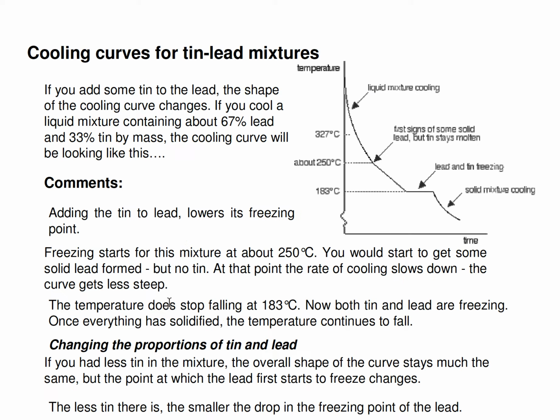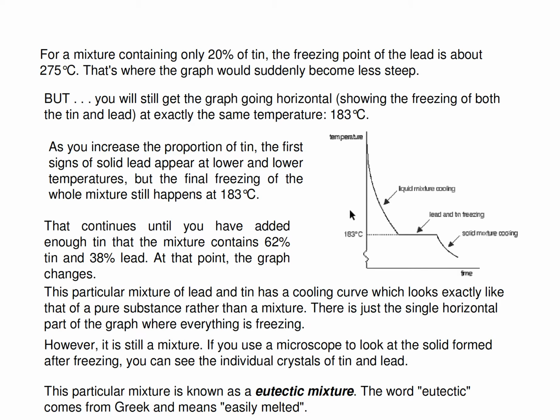Okay, for example, we have this tin lead mixture. This is the figure, the cooling curve. Okay, what is interesting is the eutectic mixture. So this particular mixture is known as a eutectic mixture. The word eutectic comes from Greek and means easily melted. So in this case, it is easily melted at a certain temperature.